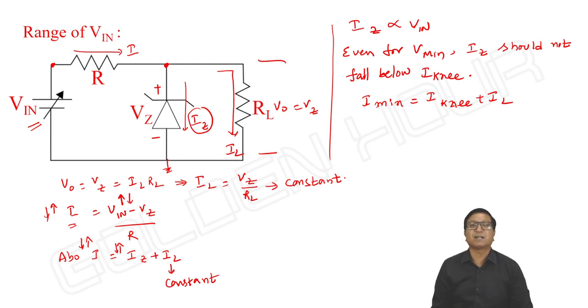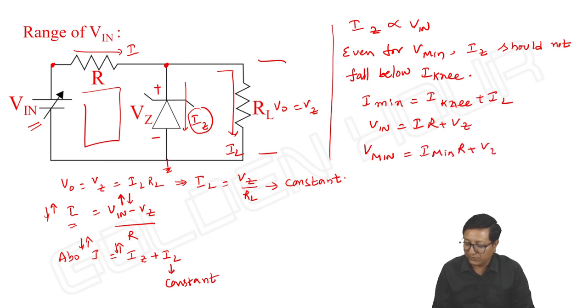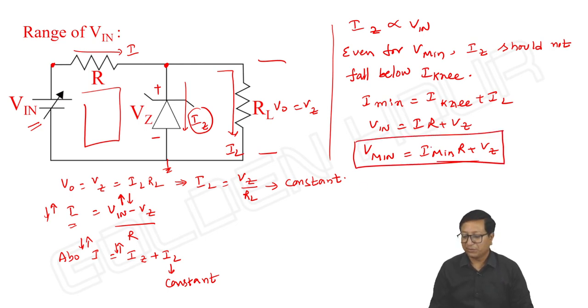As I is minimum, the corresponding value of input is also minimum. If I take this loop equation, V input is equal to I into R plus VZ. So V minimum is equal to I minimum into R plus VZ. That's it. This is the minimum value of input, and it is defined from this basic equation: IZ is proportional to input.